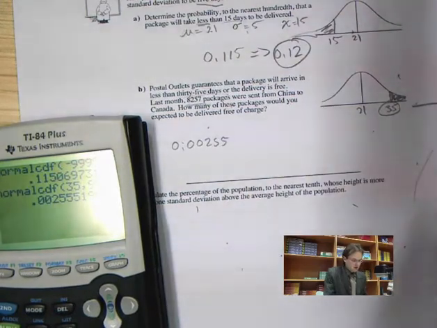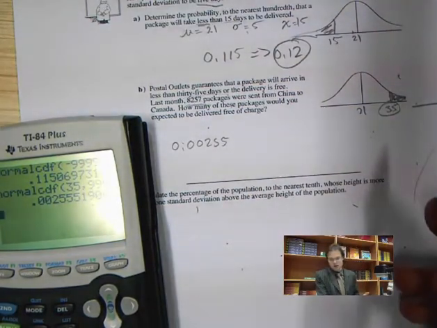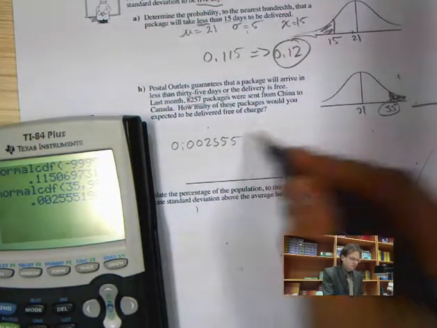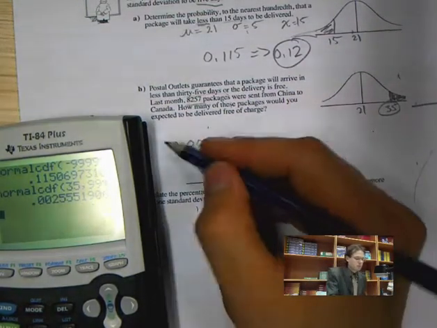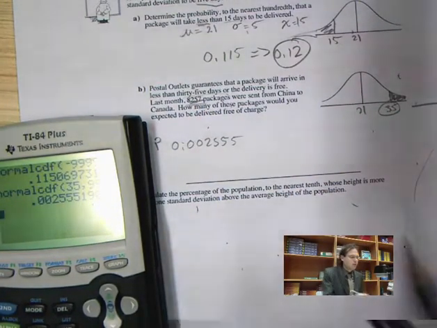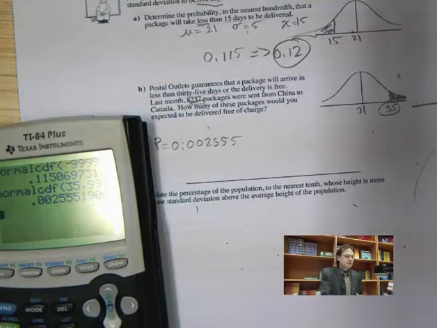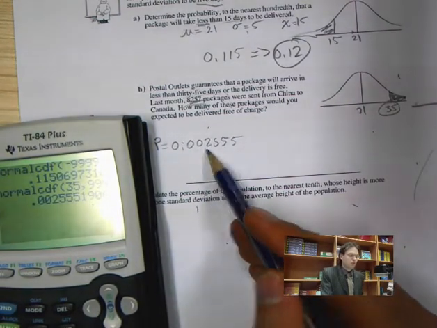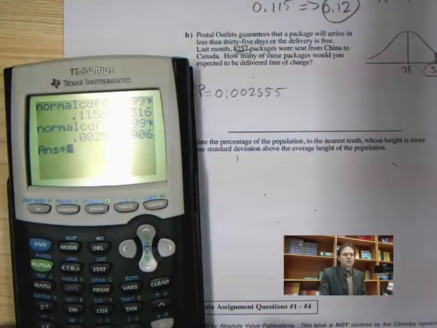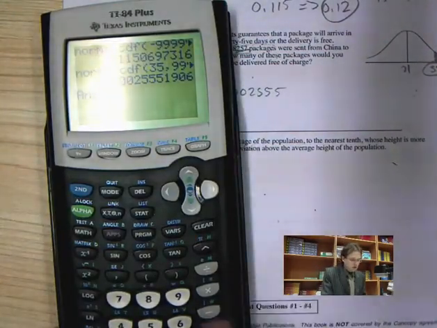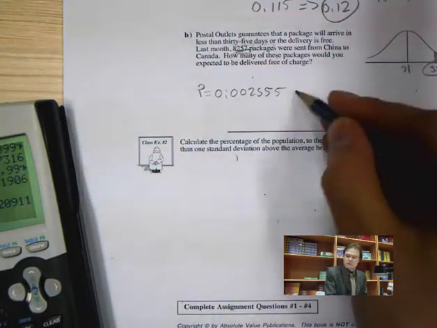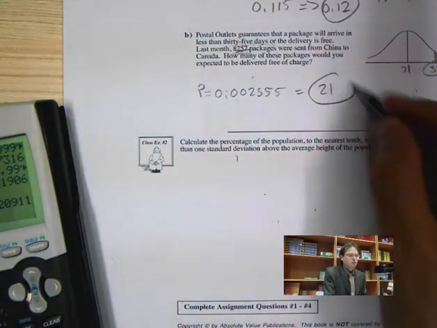Okay, so 0.00225, and that goes on, is the probability. All right, but it says out of this many packages, how many will be free of charge? So that's the probability. So that's like 0.2%. So I have to multiply this by that number. So I take that answer, and I multiply it by 8257. I'm going to get 21 packages will be free.